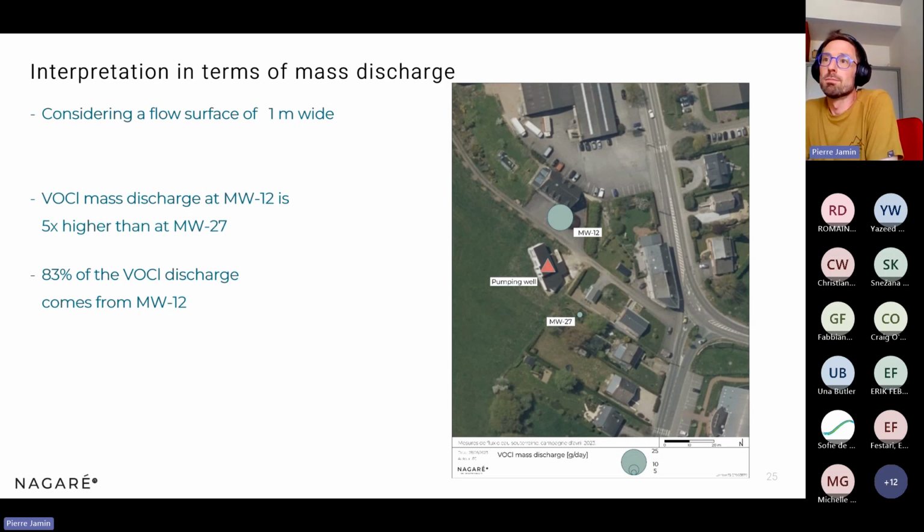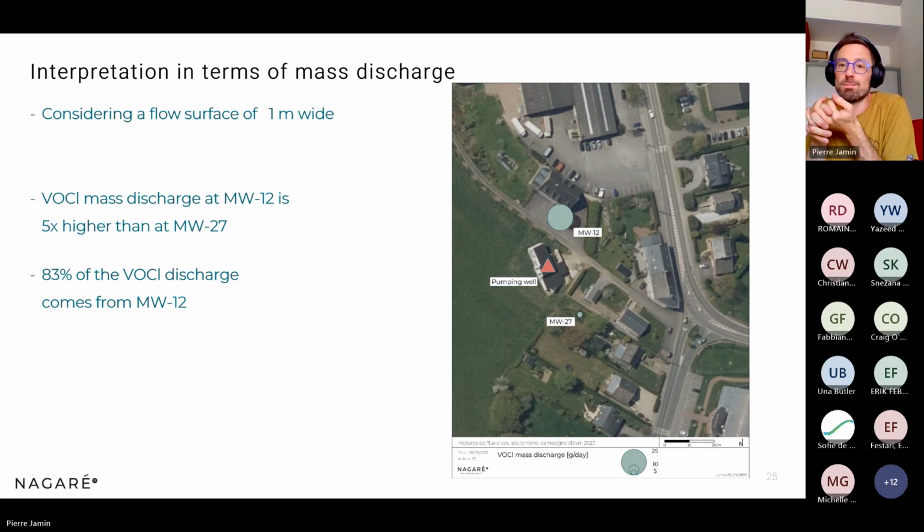And of course, it means that 83% of the chlorinated solvent discharge comes from this monitoring well located in the north. And in the meantime, other investigation performed by the Public Drinking Water Company also oriented the investigation to the industrial sites located in the north. And it is very unlikely that the chlorinated solvent is also coming from the east.